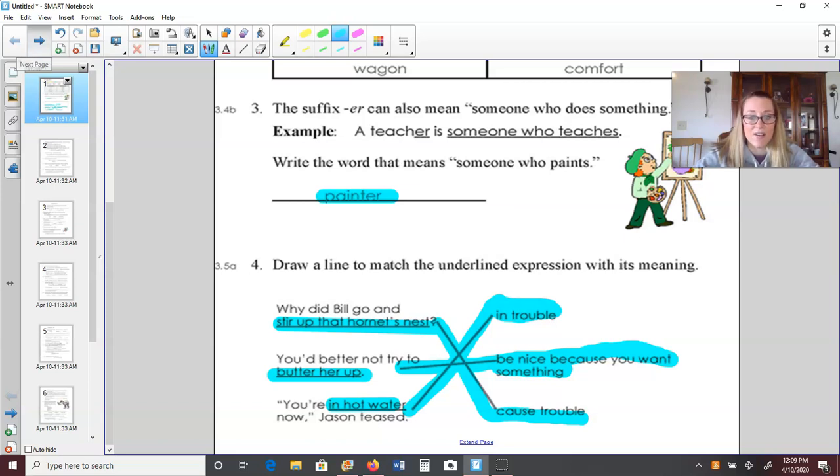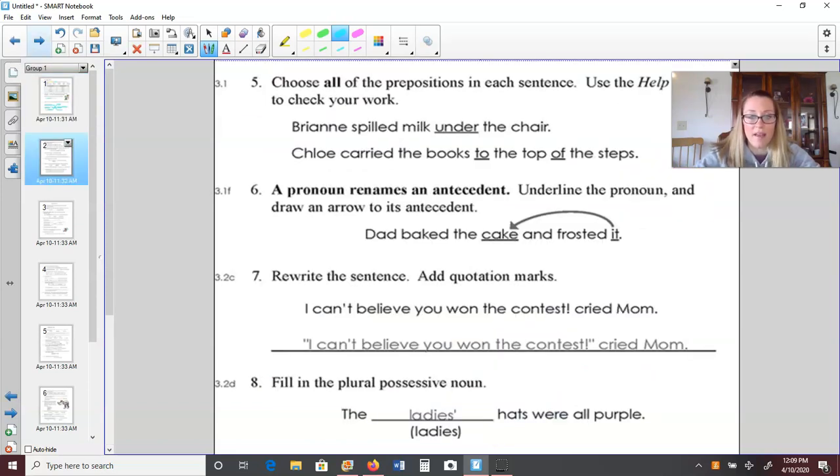All right, over to number 5. Choose all of the prepositions in each sentence. Use the help pages to check your work. Well, if you recall from my previous lessons, when we're trying to find a preposition, I suggest to my students to eliminate the other options in the sentences because prepositions are kind of tricky. And so if you get rid of all of the other parts of a sentence, like the nouns, the verb, any adjectives or adverbs, then typically what you would be left with is the preposition.